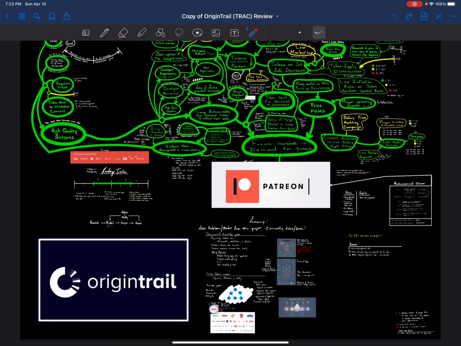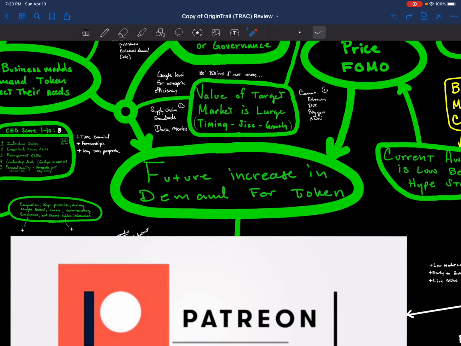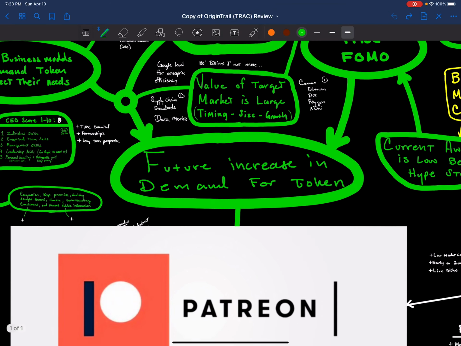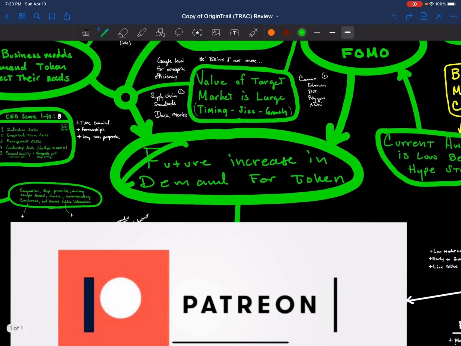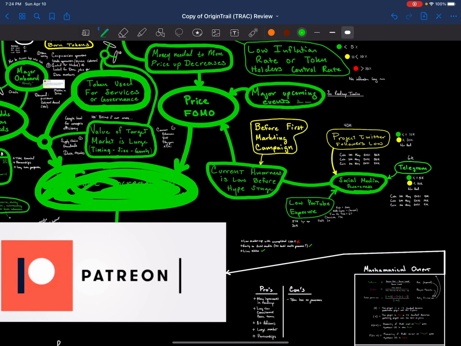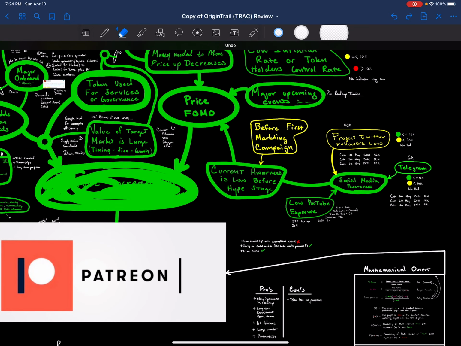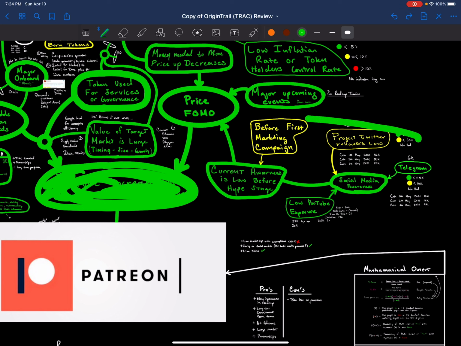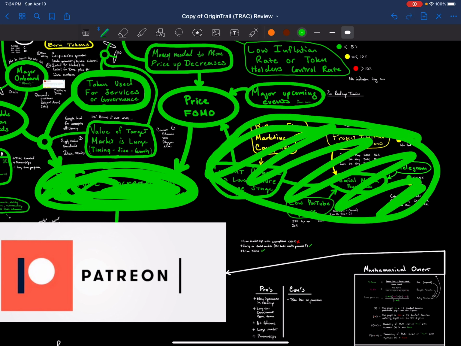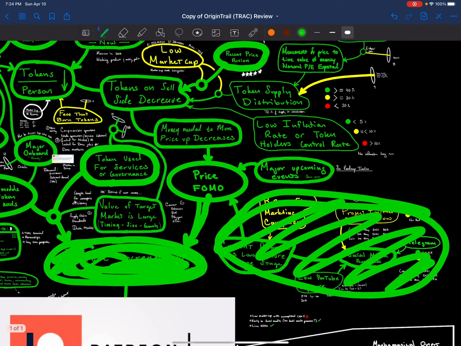So now I'm going to go ahead and run it through the model and what the model is expecting. So let's go ahead and do that. Future increased demand for the token: I put yes on that. I put that there will be an increase in demand for the token. Regarding social media, I put that it's relatively early, relatively low exposure, which is good. We want something that has low exposure. Price FOMO, I expect that to happen.